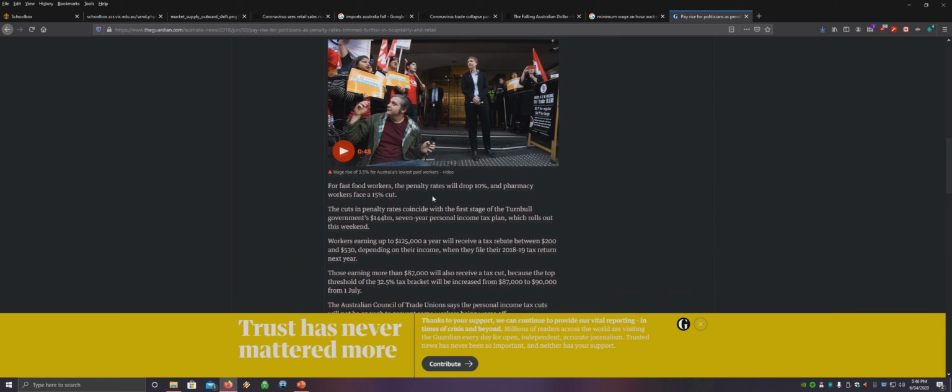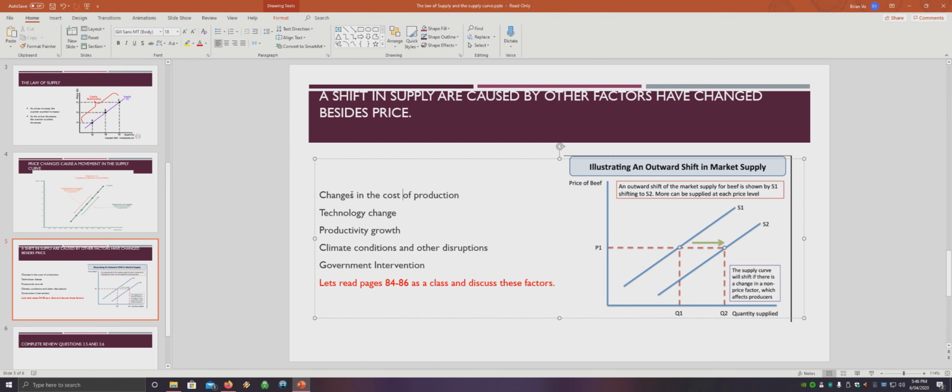In retail, full-time and part-time workers will see their Sunday penalty rates cut by 15%, while casuals lose about 10%. Fast food workers' penalty rates will drop by 10%, and pharmacy workers face a 15% cut. So you can see that businesses here are saving money due to the reduction in penalty rates over the weekend. So there's a good example of what can happen.